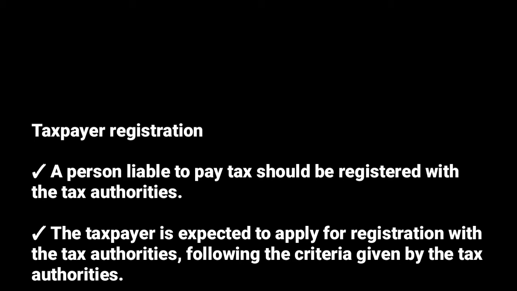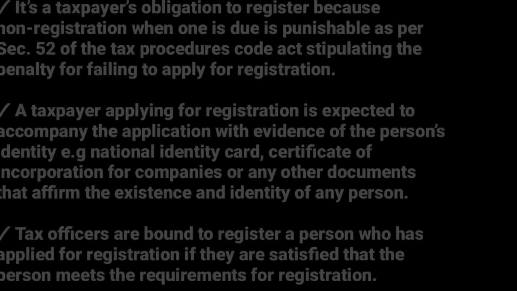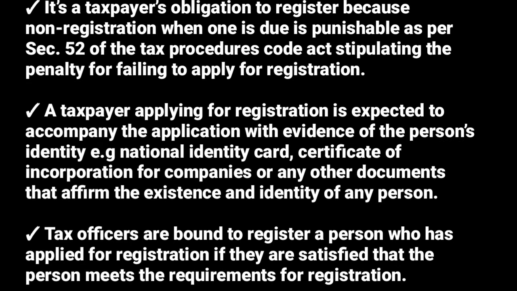A taxpayer, according to the Income Tax Act, is supposed to register with the tax authorities. The taxpayer is expected to apply for registration with the authorities following the criteria given by the tax authorities. If we say tax authorities, we mean Uganda Revenue Authority, which is URA. It is a taxpayer's obligation to register because non-registration, or if you fail to register, it is punishable as per Section 52 of the Tax Procedures Code Act, stipulating a penalty for failing to apply for registration.